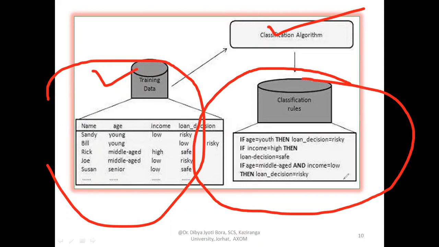Okay, and from that classification rules, like suppose, just for an example, we should not take it personally. Suppose if age is young, then loan decision is risky. Why? You can analyze that. Suppose someone is young and has taken a lot of loans, maybe it may result in a risky decision. Okay, it may not be true for all, but when you evaluate the past records, you may find it. So that's why this rule is derived with the help of the classification algorithm. Okay, I hope it is clear to you.